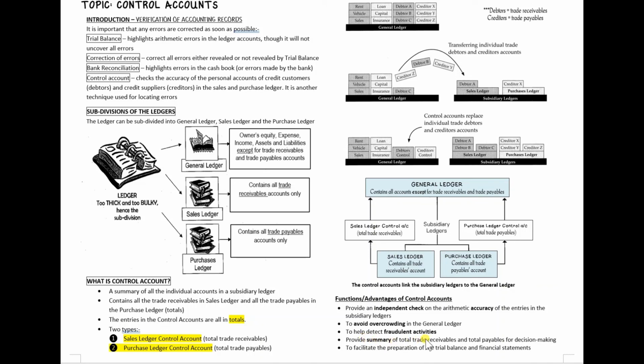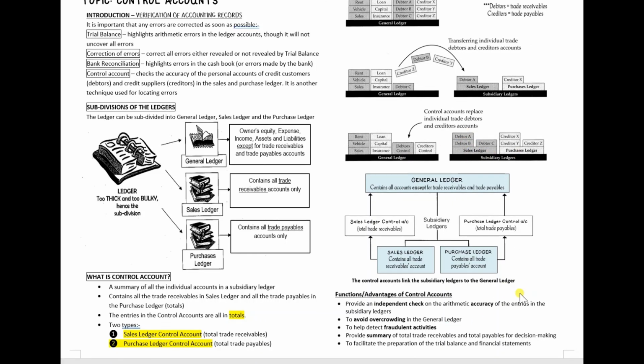It provides a summary of the total trade receivables and payables for quick decision making. So this is a quick summary of all these. At a glance, you can see what's the total debtors balance, what's the total credit sales, and all that. It also facilitates the preparation of the trial balance and the financial statements more quickly. Otherwise, if you have to balance it one by one and then do the trial balance, it will be very time consuming.